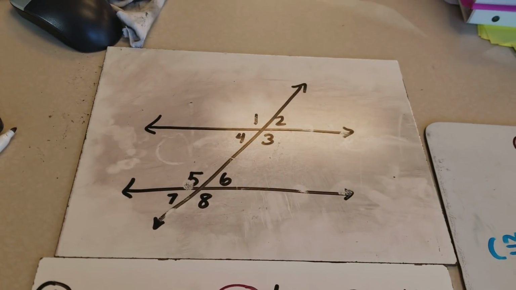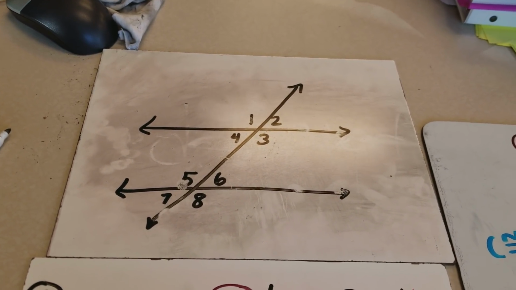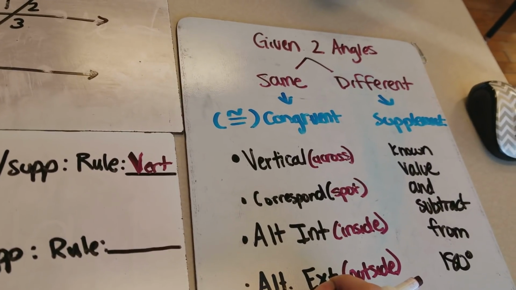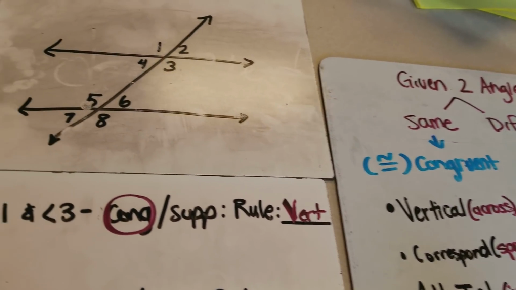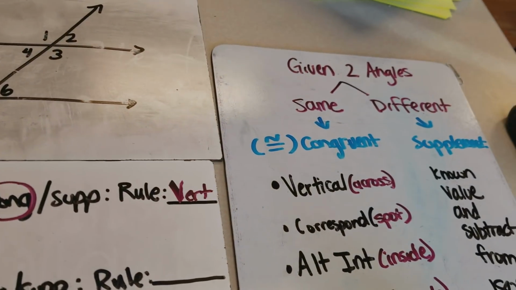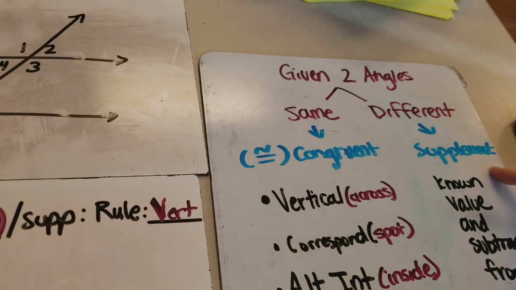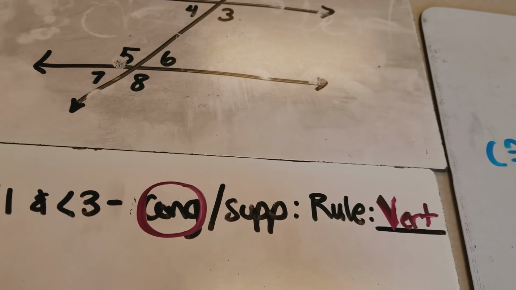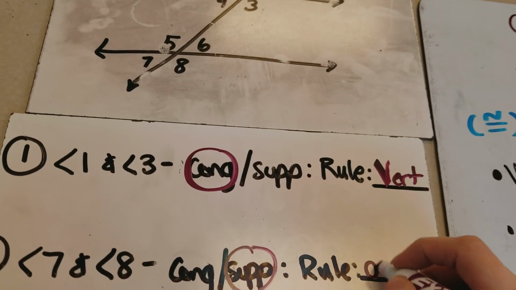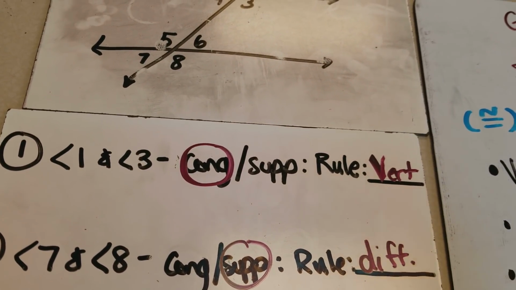Okay, so let's move to the next one, 7 and 8. Looking at 7 and 8, ask yourself, are they the same or different? Well, 7's acute and 8's obtuse, so they must be different. And if you identify something as different, you're going to say that it is supplementary. The reasoning behind that is that they are different.